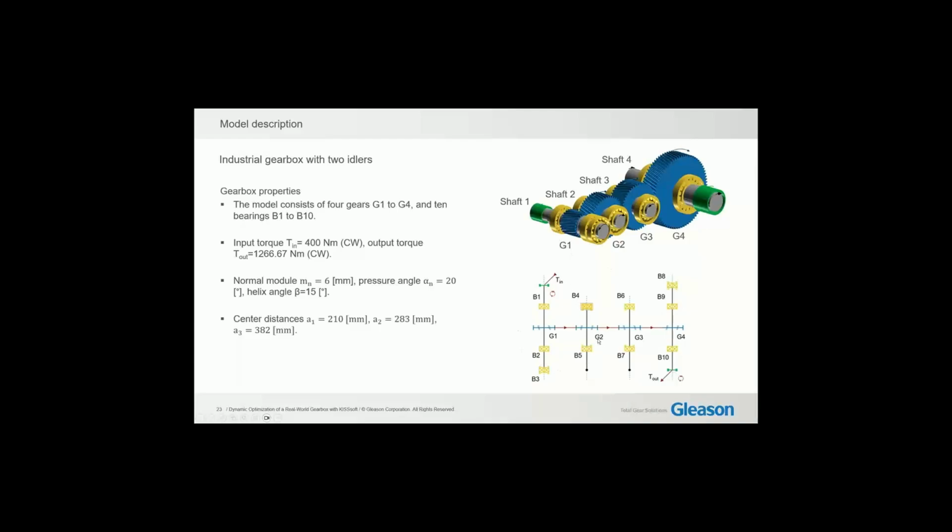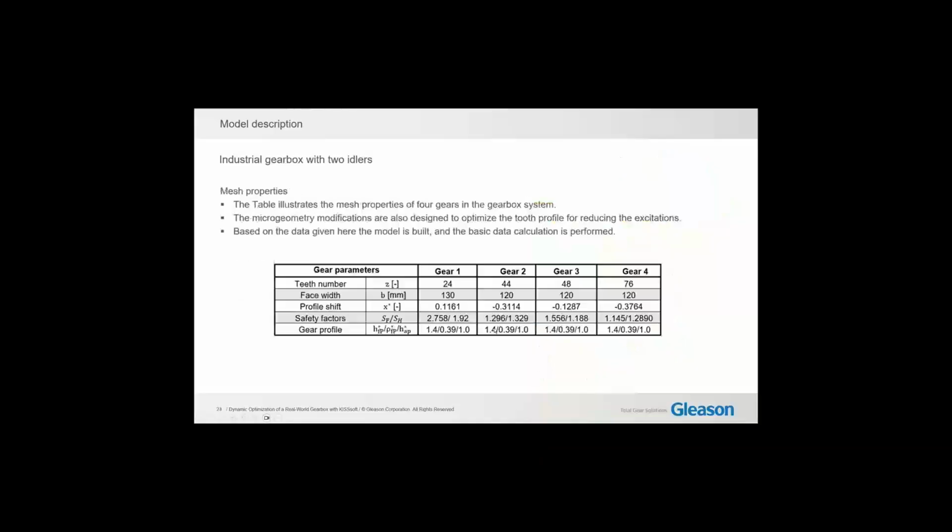Here you see on the right side the sketcher view of the model. So it shows the power flow direction from the input coupling to the output coupling. Regarding the mesh properties, I also bring here some general information regarding the teeth number, face width, profile shift, safety factors, and gear profile. These are typical values that are used for this model, and some micro geometry modifications are also designed and applied, but they are not mentioned here.